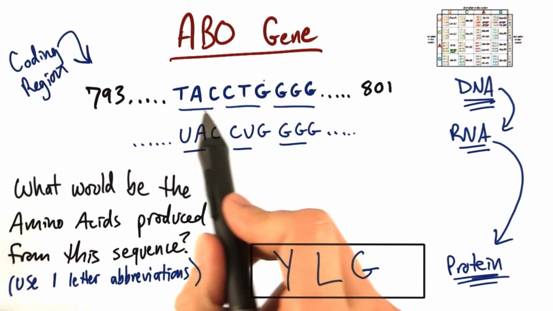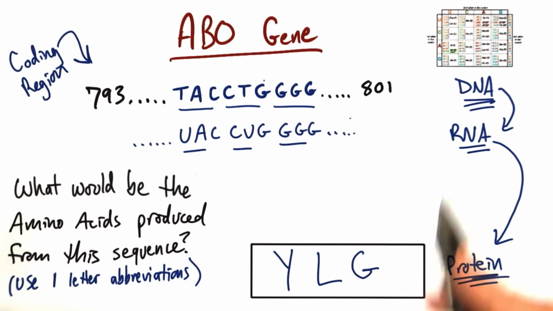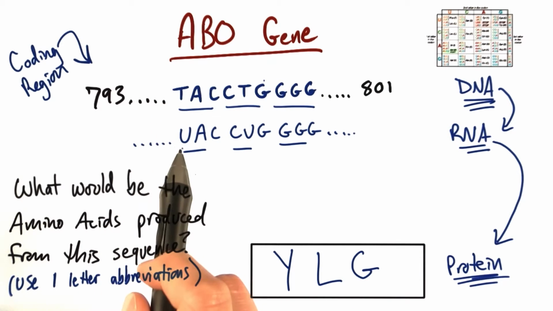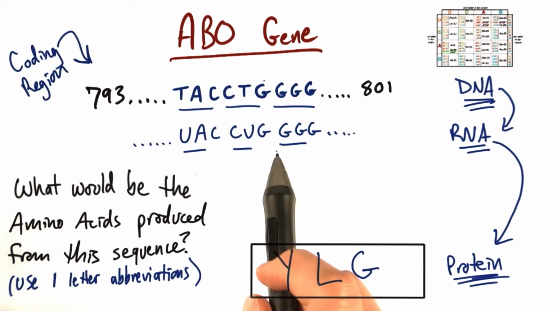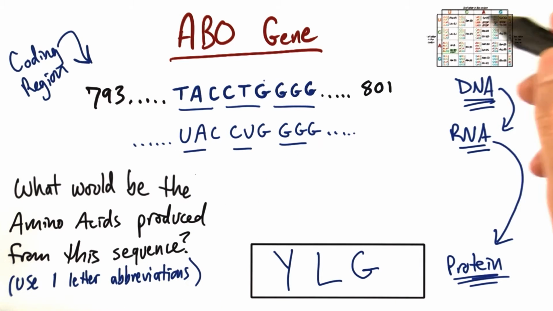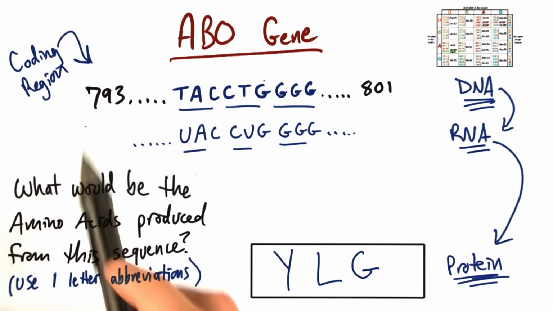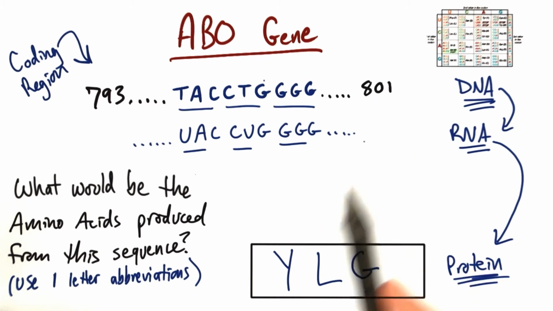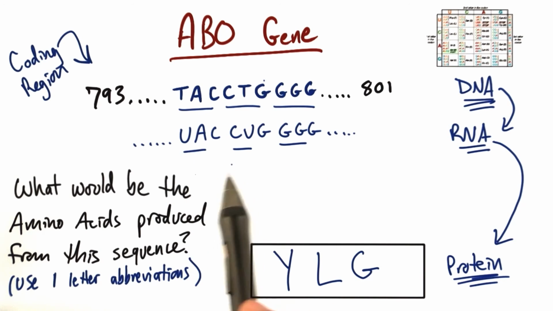So although I give you the original DNA sequence, you should be able to figure out the protein by simply replacing the thymines with uracils, or T's with U's, and then reading the codons in that format, translating it from the genetic code into the protein sequence that you would get right here. So in this case, in the ABO gene, from position 793 to position 801 of the coding region of the gene, we would get 3 amino acids from 3 codons totaling 9 nucleotides: tyrosine, or Y, L for leucine, and G for glycine.